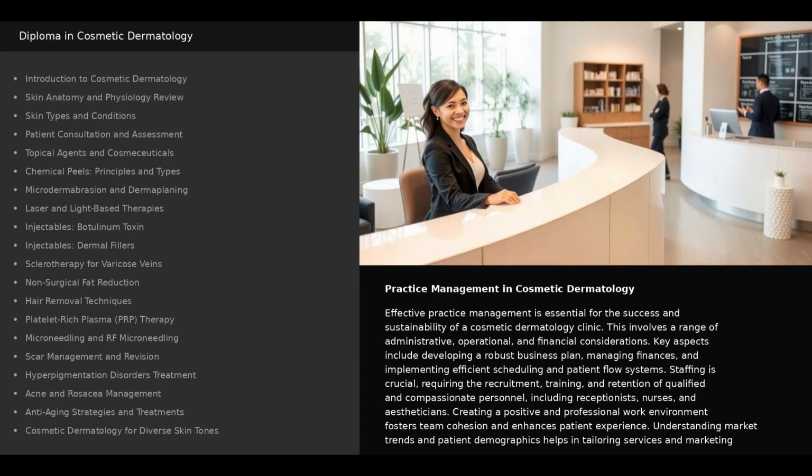Staffing is crucial, requiring the recruitment, training, and retention of qualified and compassionate personnel, including receptionists, nurses, and estheticians. Creating a positive and professional work environment fosters team cohesion and enhances patient experience. Understanding market trends and patient demographics helps in tailoring services and marketing strategies effectively. A well-managed practice ensures smooth operations and allows practitioners to focus on patient care.